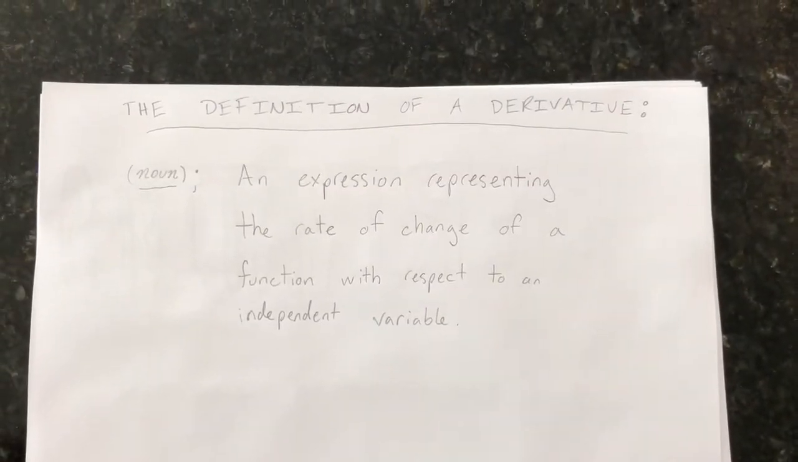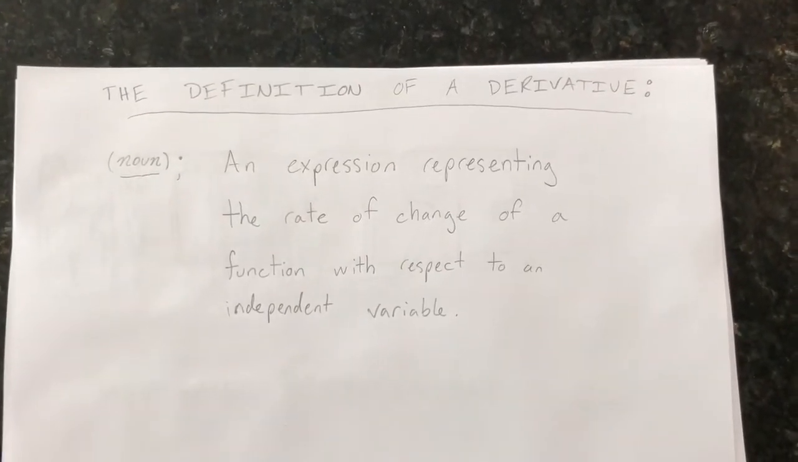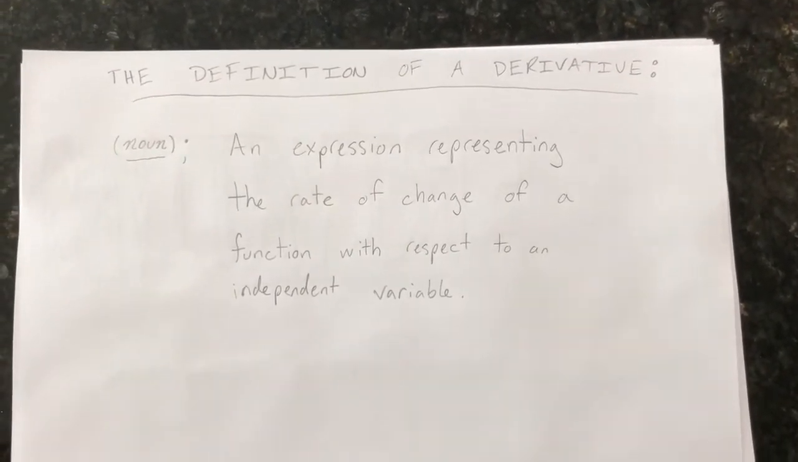The word is derivative. Can I get a definition of derivative? Derivative. Noun. An expression representing the rate of change of a function with respect to an independent variable. Okay. Could you use it in a sentence? Take the derivative. Well, how do you take the derivative?